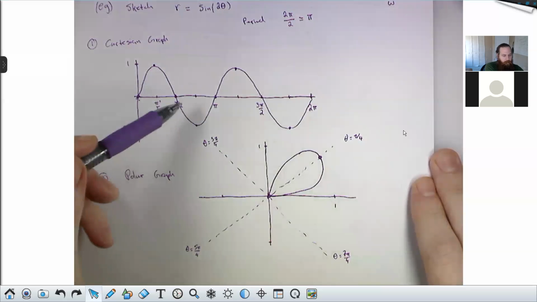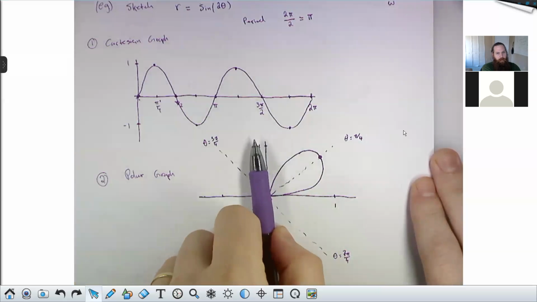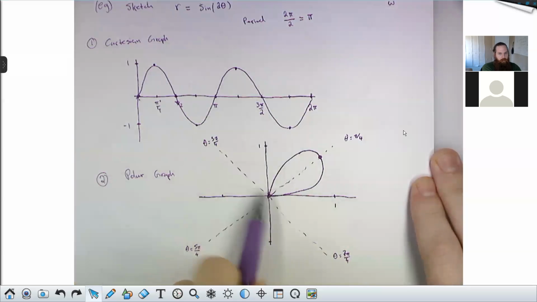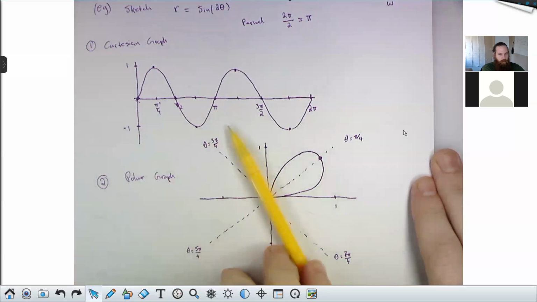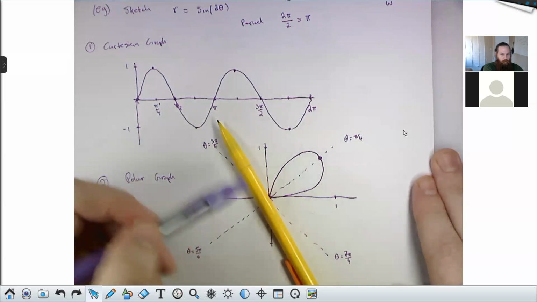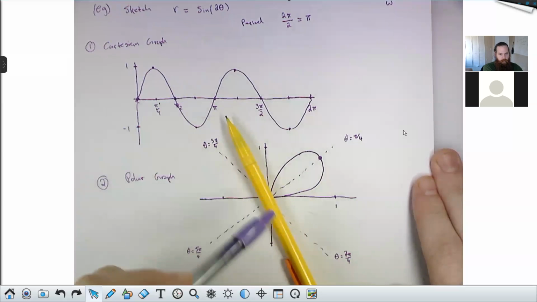So as I advance theta past pi over 2, if I imagine my little arm rotating a little bit past pi over 2 like this, r is poking back out from the origin, but it's doing it in the negative direction. So let me see if I have a thing I can use here. So I rotate a little bit past pi over 2. If r were positive, I would be drawing over here, right? But since r is negative, I'll actually be drawing over here.